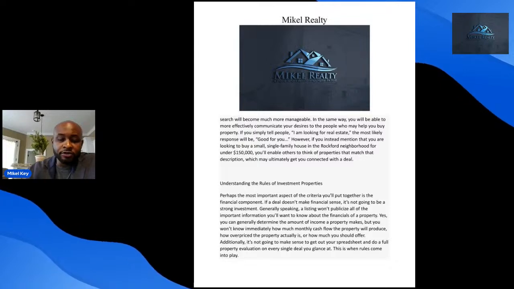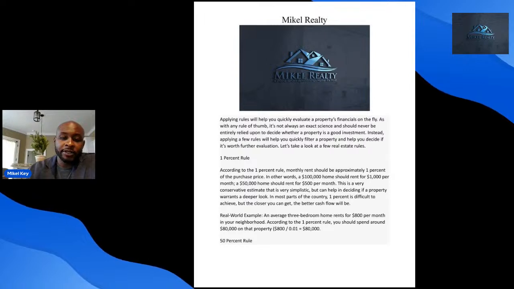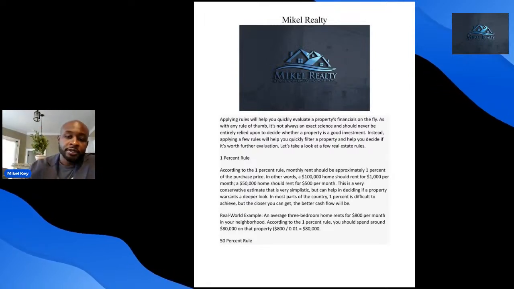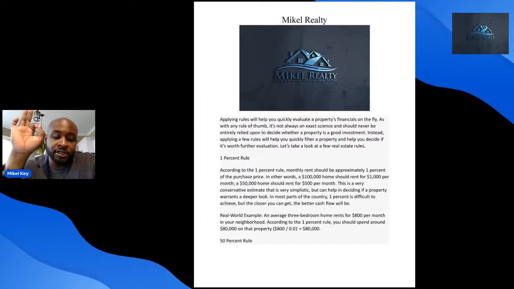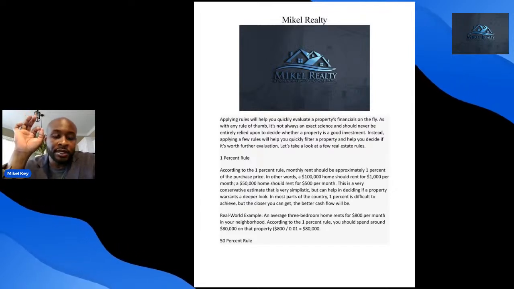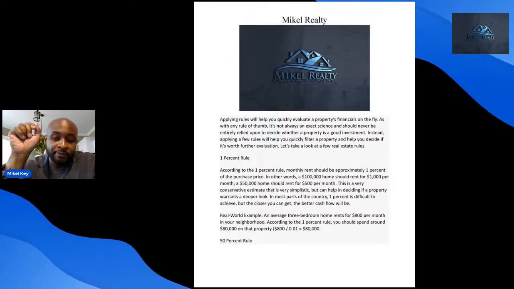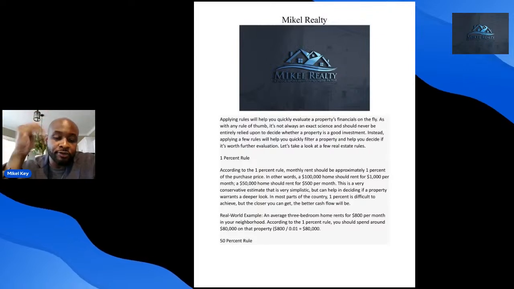So, understanding the rules of investments, we already talked about the 70% rule. Let's go over the 1% rule. According to the 1% rule, monthly rent should be approximately 1% of the purchase price. In other words, if you have a $100,000 home that you're looking to buy, the rent should be at least $1,000 a month. For a $50,000 home, the rent should be $500.